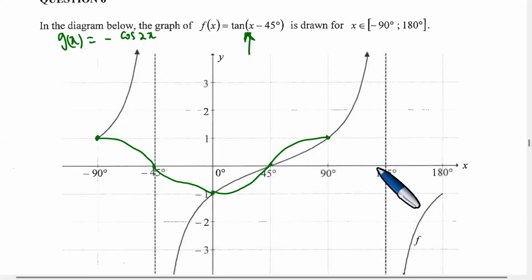2 times 135 is 270, cosine 270 is 0. But there's a minus, so it's just 0. So we continue. At 180, 2 times 180 is 360. The negative cosine becomes minus 1.